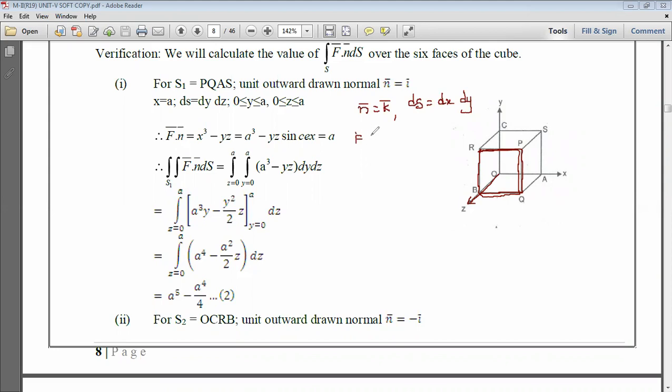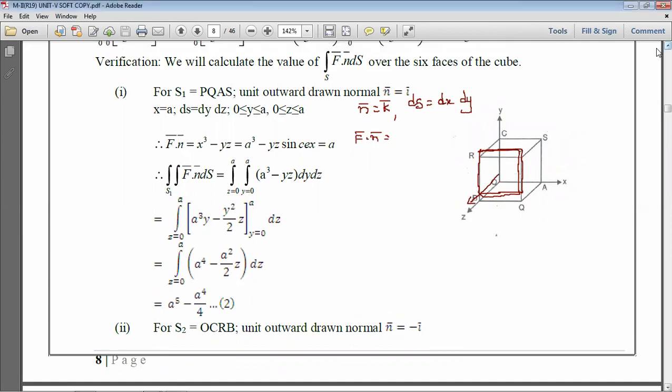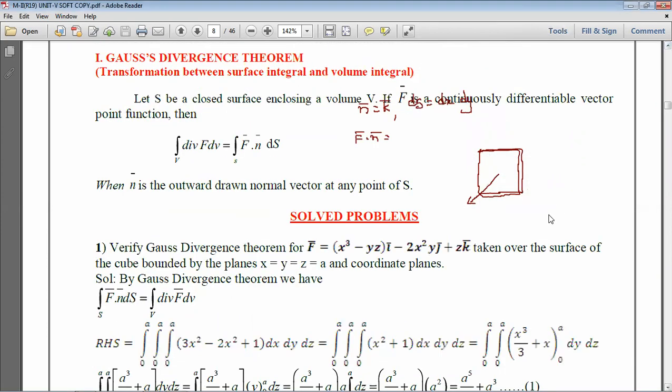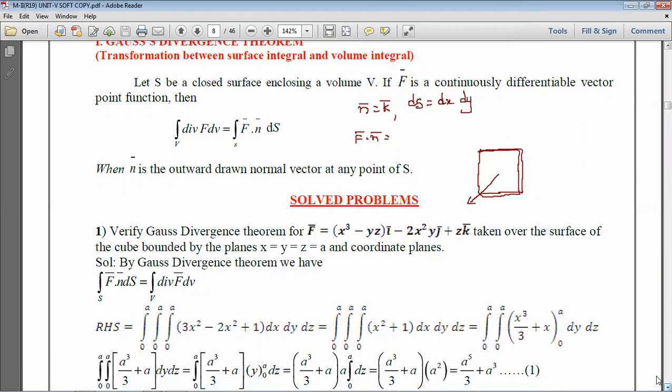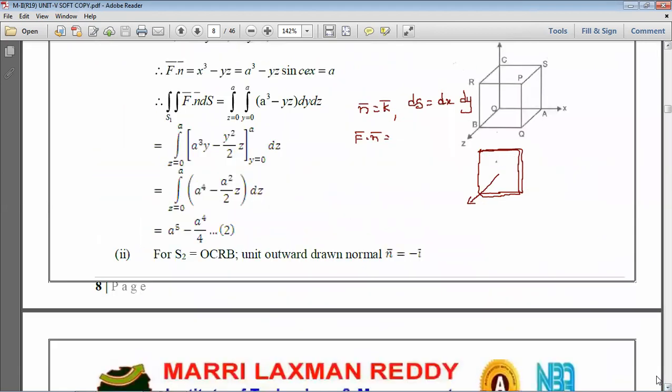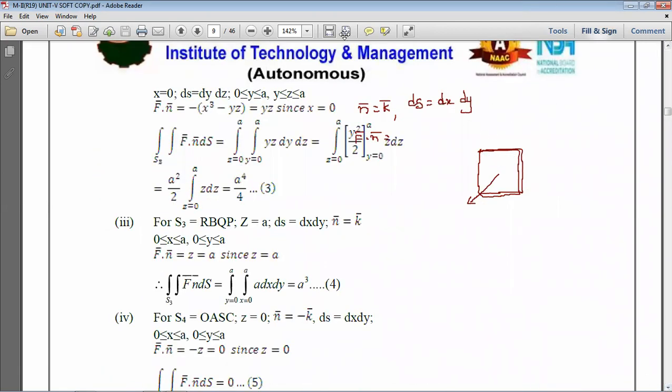And f bar dot n bar you can calculate. So for f bar dot n bar, here the f bar vector we require. So f bar is nothing but simply what we can choose. So z, right? Here the k coefficient is z. So for this simply what we can write is z. f bar dot n bar is equal to z only, right? And now you can calculate this integral of f bar dot n bar ds over the surface S.